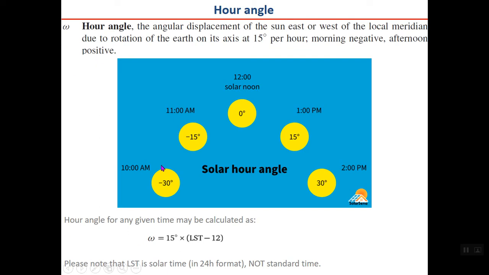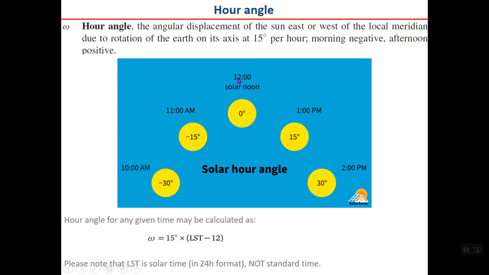The next parameter of importance is the hour angle. Actually, hour angle is the angular displacement of the sun east or west of the local meridian due to the rotation of the Earth on its axis at 15 degrees per hour. We take morning negative, afternoon positive, and at solar noon, as you can see here, please note that this is solar time. This is not a standard time, because at 12 o'clock the sun may not be in the center or highest position. These are solar time actually.